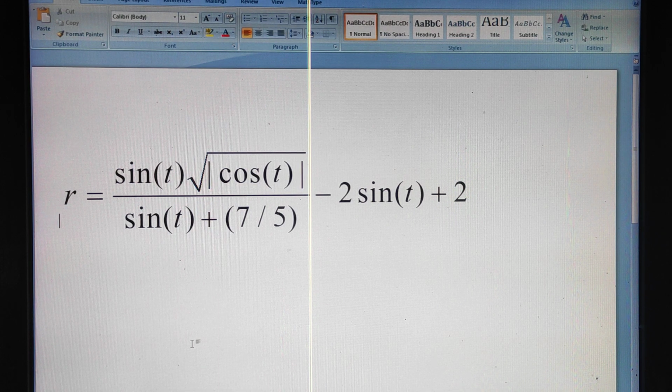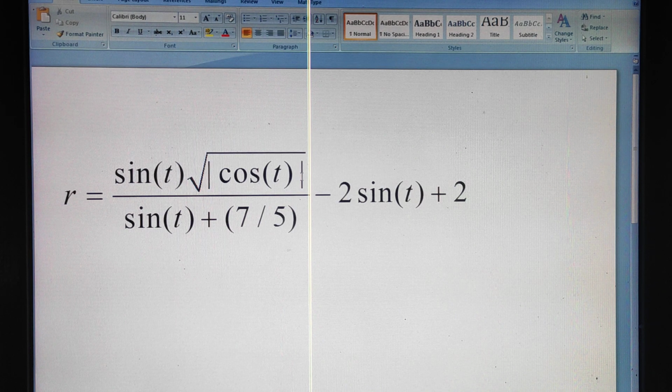And this is a polar equation whose equation is r is equal to sin t into square root of absolute value of cos t, whole divided by sin t plus 7 by 5, minus 2 sin t plus 2. But in place of 7 by 5 you can take any non-zero constant. In place of 2 also you can take anything. So accordingly the graph will change slightly in shape and size. But overall the graph will be same, but slightly the structure will be changed. Okay, so please write it down. R is equal to this one.